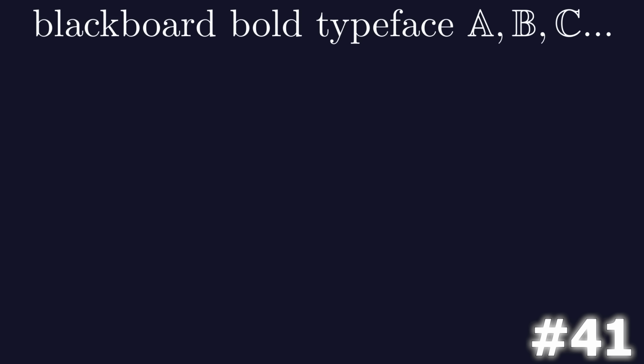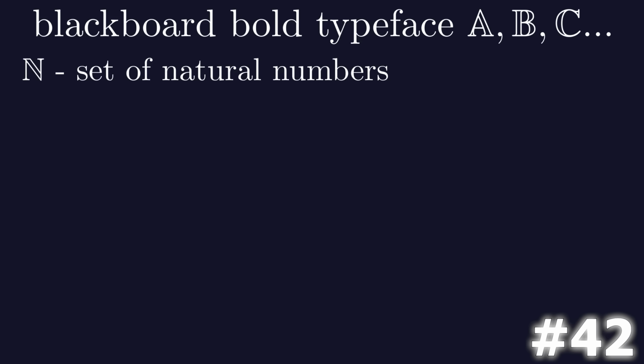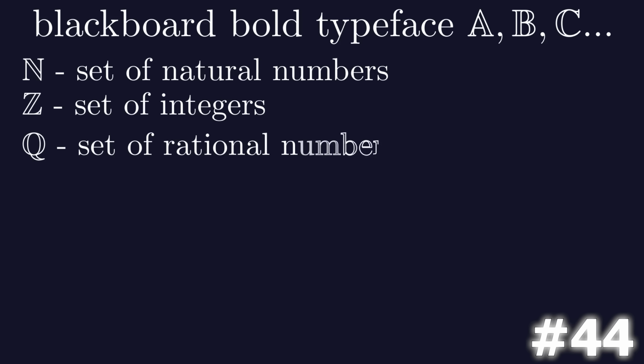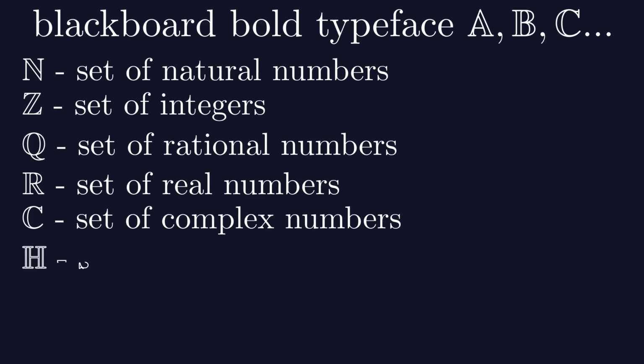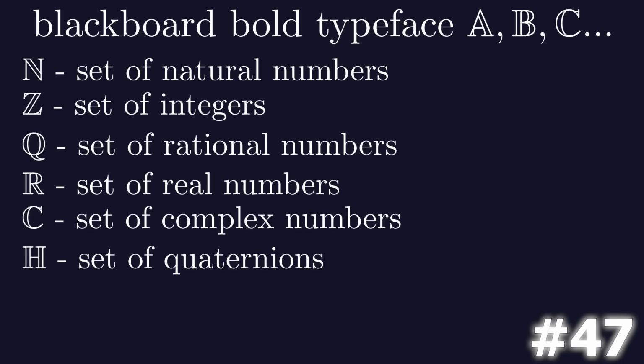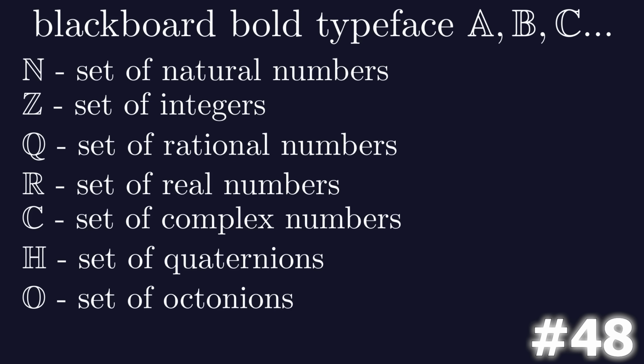The capital letters written in Blackboard bold typeface usually denote the basic number systems. N denotes the set of natural numbers, Z denotes the set of integers, Q denotes the set of rational numbers, R denotes the set of real numbers, C denotes the set of complex numbers, H denotes the set of quaternions, O denotes the set of octonions, U denotes the universal set, which is a set that contains all possible values.